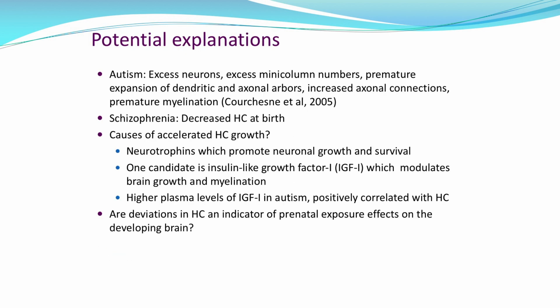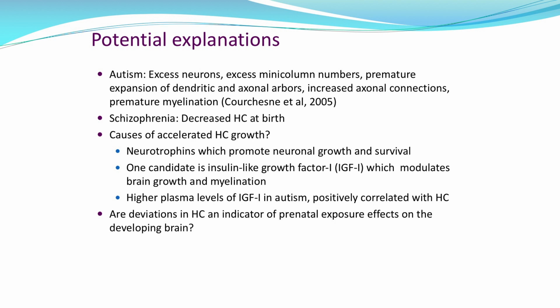So what are the explanations? I mean, they really go on, but here I give some possible explanations. Not all these findings have been replicated, but perhaps excess neurons, mini-column numbers, premature expansion of dendritic and axonal arbors. And in schizophrenia, it doesn't quite fit with what we understand, because it's actually more decreased head circumference at birth, but there are very few studies, and they're not national samples, and they're not all population-based.